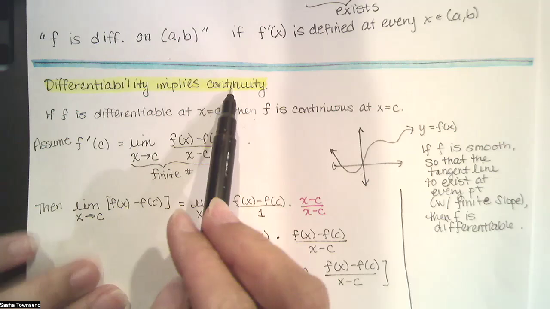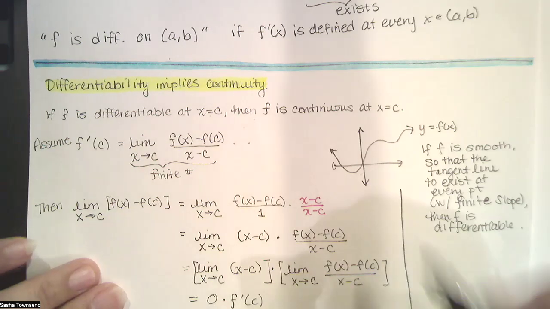But while differentiability implies continuity, continuity does not imply differentiability. So the implication only goes in one direction. Or in other words, if f is continuous at x equals c, f prime of c may or may not exist. We can't be sure. Telling us that the function's continuous there does not tell us anything about whether the derivative exists at all.